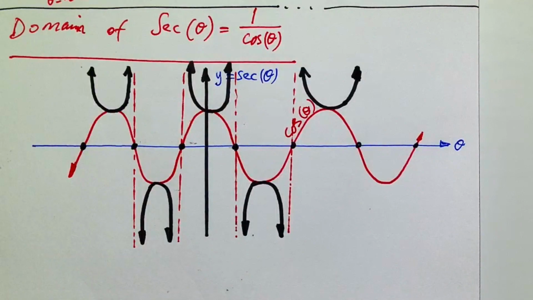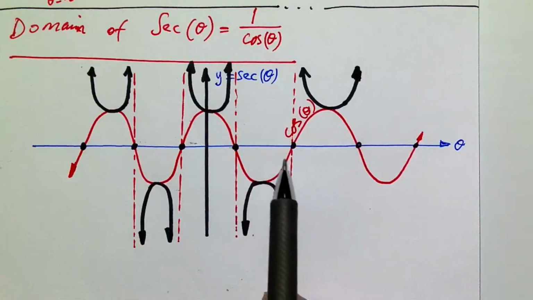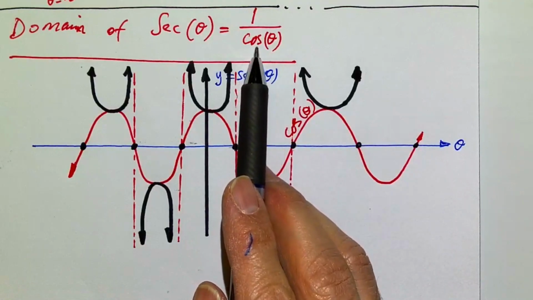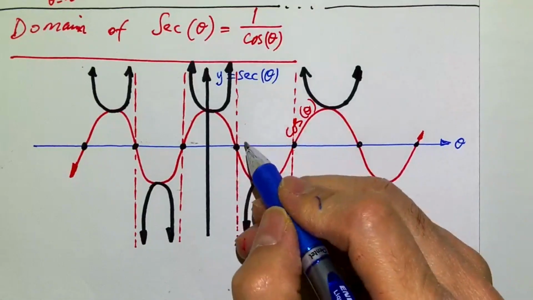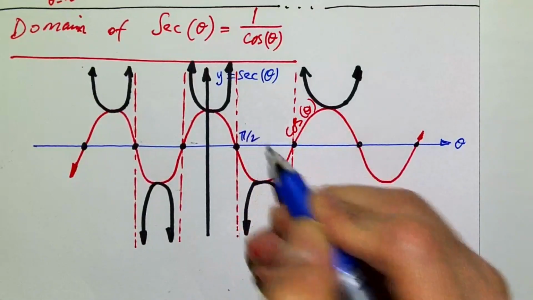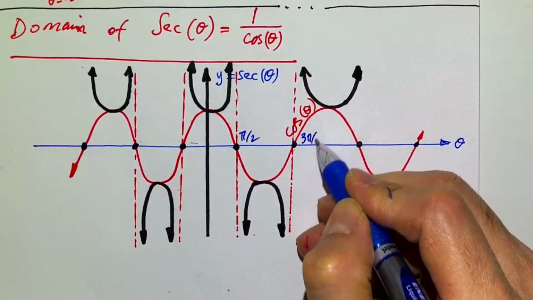Okay, so then the question is, what are these points? Where are these? Those points are where cosine of theta is equal to 0. So this point here would have to be pi over 2. This would be 3 pi over 2.